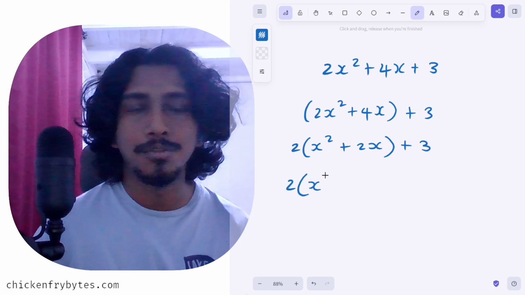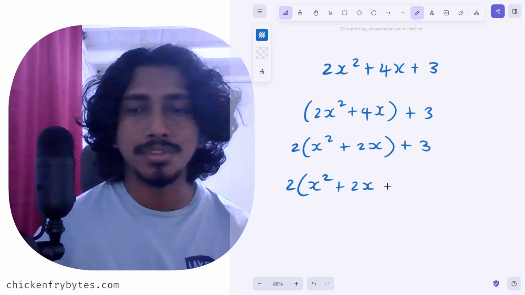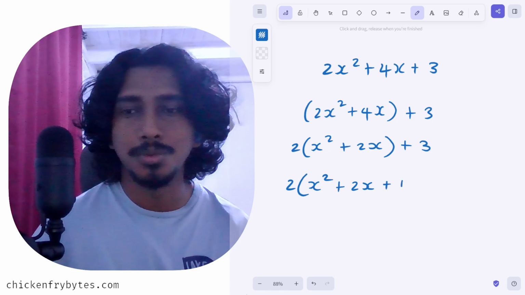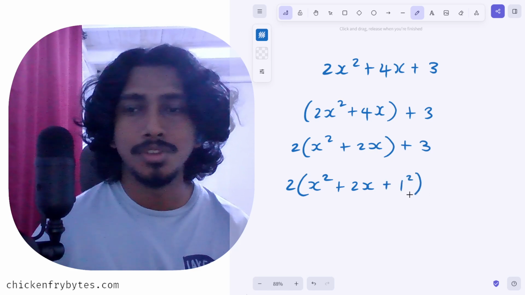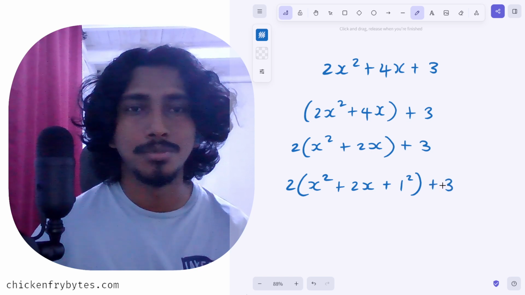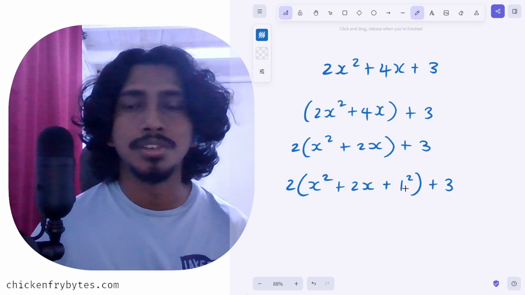We add half the coefficient of x all squared to the bracket. So x squared plus 2x plus the 1 squared. So plus 1 squared to the bracket. And of course, we have our plus 3. But we're not finished with this step. That's what makes it a bit more complicated compared to the others.